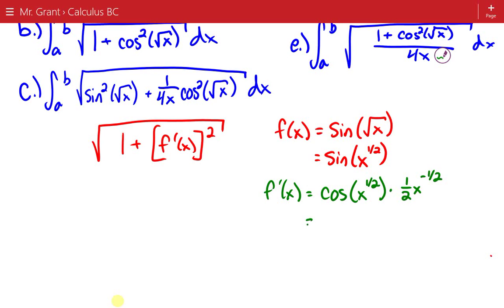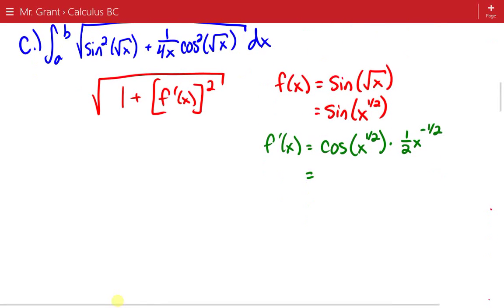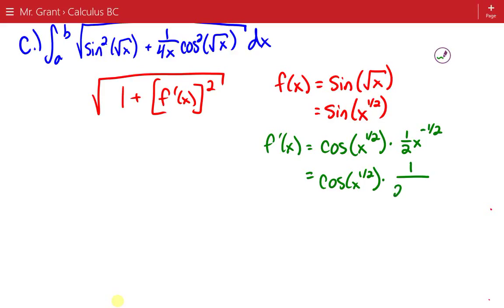But since we're going to be working with this a bit more, we should probably simplify. So we get cosine of x to the 1/2 times 1 over 2 times the square root of x. And maybe instead of x to the 1/2, we'll change that to square root of x. Okay, and then we know we need the square of the derivative, so if we square both sides, it turns out to look something like this.